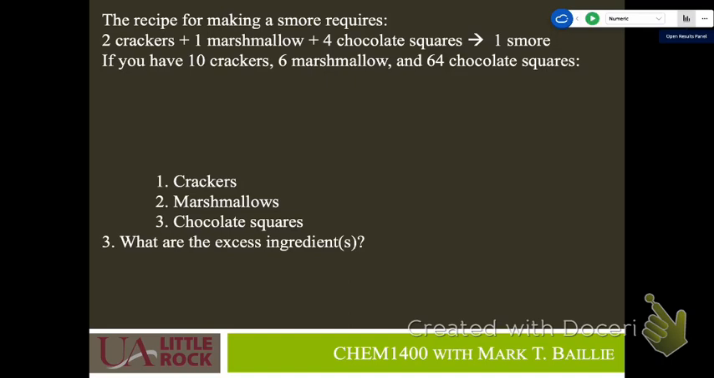So is this one the only one that we're left with afterwards? Chocolate squares. How many marshmallows are we left with after this is done? We have 1 marshmallow left over. So both of these are excess reagents. Excess is for anything that's left over.